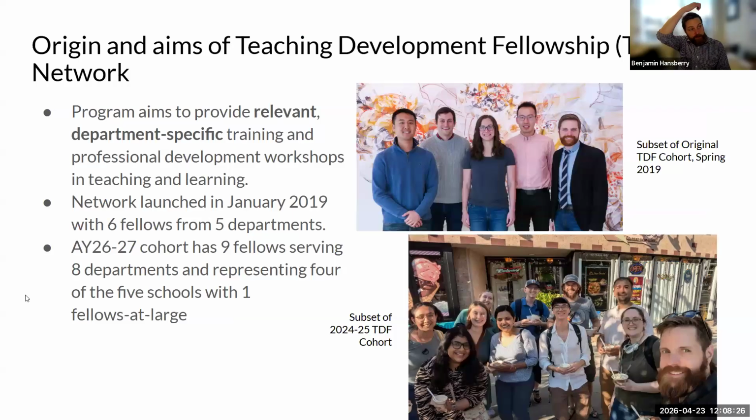So a little bit of background on the Teaching Development Fellows Network. The aim of the program is to provide relevant and department-specific training and professional development workshops in teaching and learning to departments. It was launched in 2019 with a group of 6 fellows from 5 departments. The program has had some big years and some smaller years. Since then, we've had as many as 25 fellows in the past. This year's cohort has 9 fellows, which are serving 8 different departments, representing 4 of the 5 schools, including one at-large fellow who isn't situated primarily in a department, but has a topic that he is trying to address institute-wide.